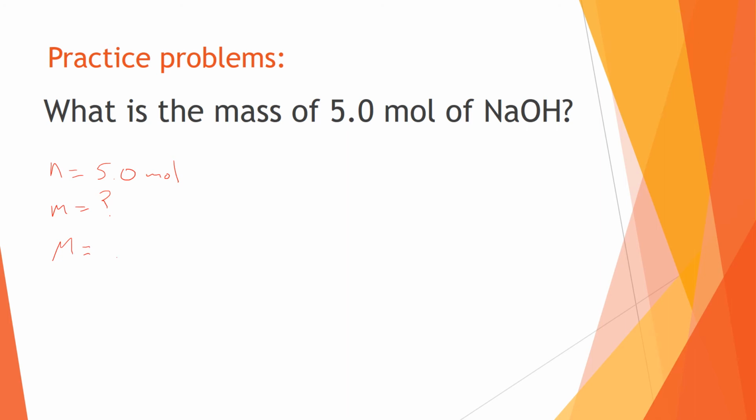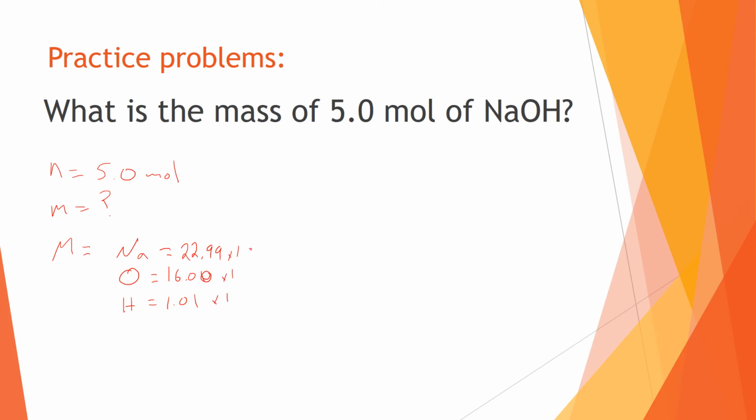So again, Na, there's one atom of Na. There's one atom of oxygen, and there's one atom of hydrogen. So hydrogen, 1.01, oxygen, 16.00, and sodium, I don't know that one off by heart. Sodium, 22.99. Okay, and these are all times 1, times 1, times 1, because there's only one of them.